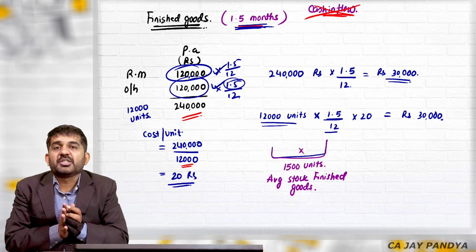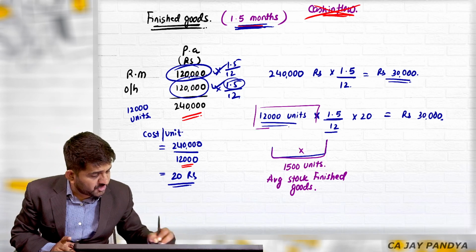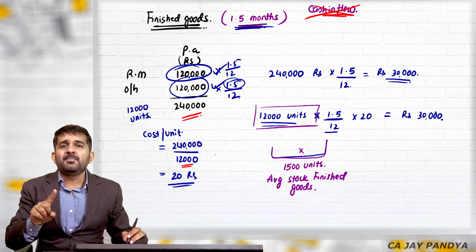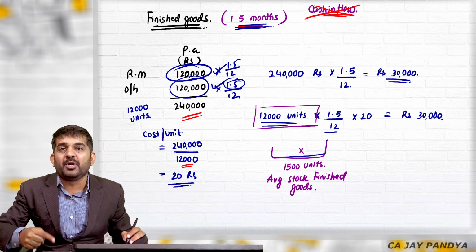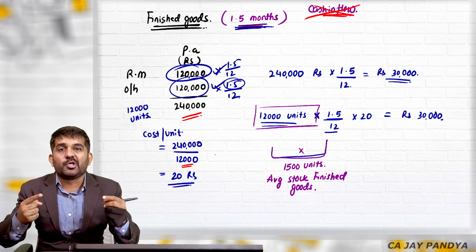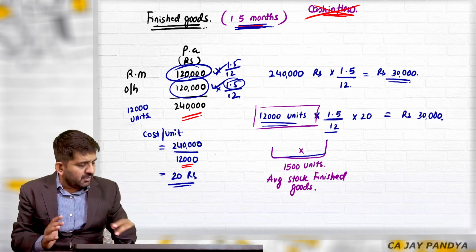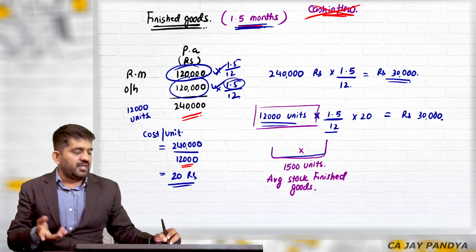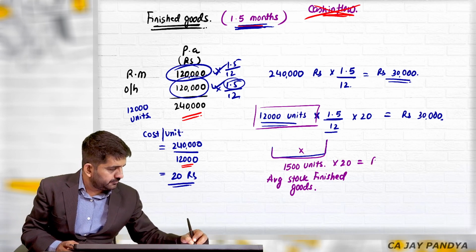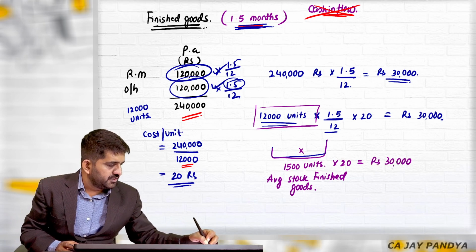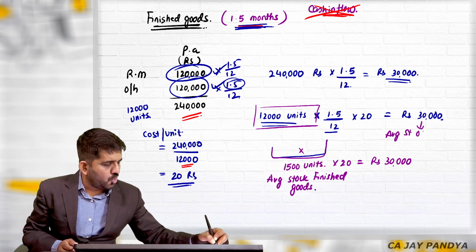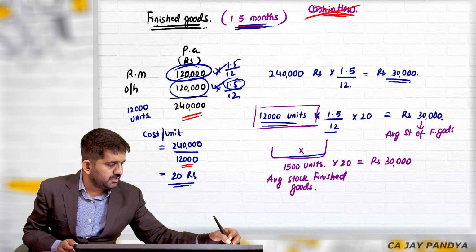Sir, how is the average stock of finished goods calculated? If you manufacture 12,000 units per annum and 1.5 months is your average finished goods stock, it means 1.5 months of production will be in your stock. What will be 1.5 months of production? It is 1,500 units. Multiply it with 20, you will be getting rupees 30,000.